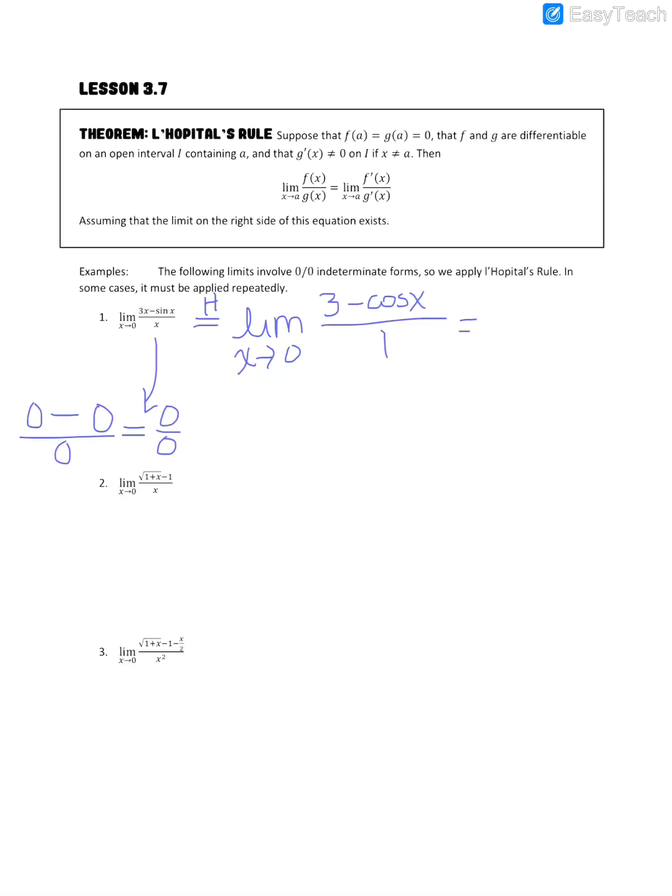Okay, so now let's try plugging in 0. We get 3 minus cosine of 0 is 1. So 2 over 1, which is just 2. All right, cool. It works. Let's go to number 2. We also just did this problem on the warm-up. And remember that we got the answer of 1/2.